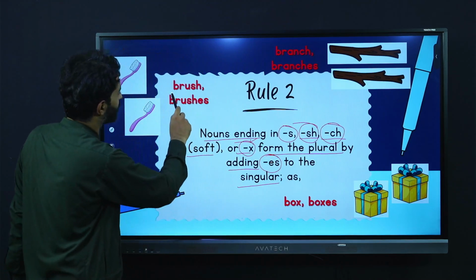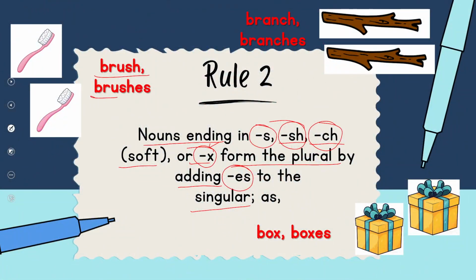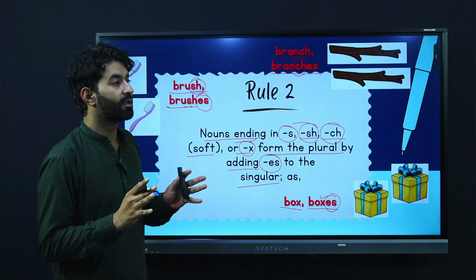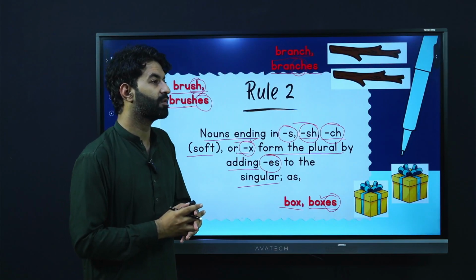For example, brush becomes brushes because this is ending with sh. Box becomes boxes because this is ending with x. And what else? Branch will become branches because our word is ending with ch. So this is our rule number 2. I hope if somebody has any question till now, they can ask.